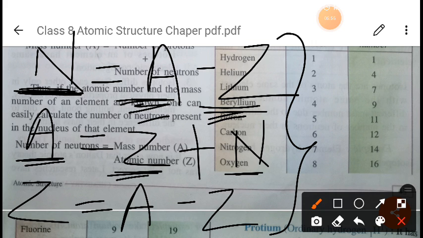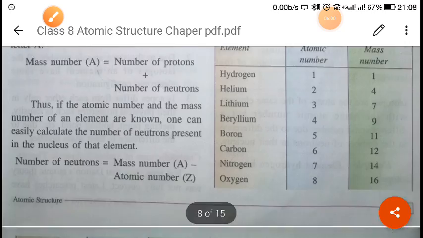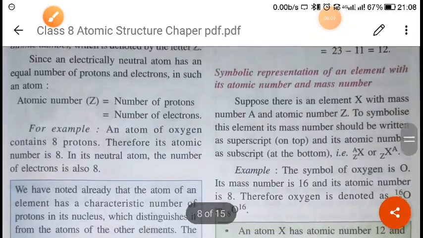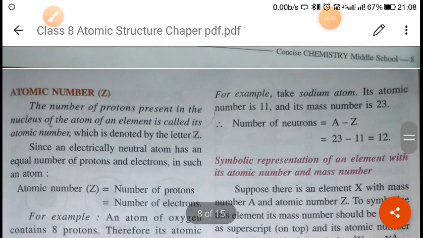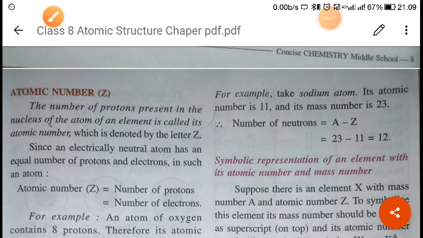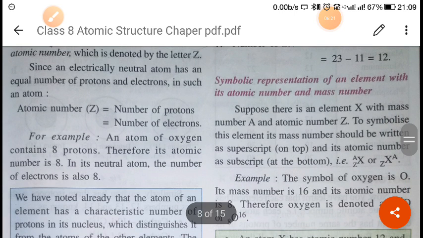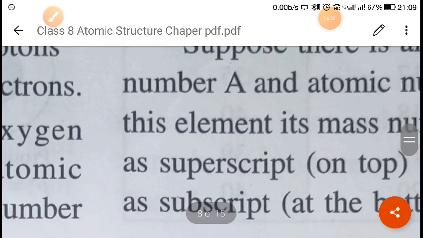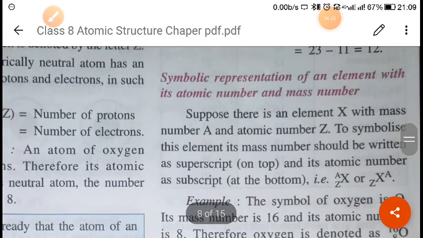Okay, I hope you have understood this. Next, an example is given here, as you can see, based on this formula. Now, the symbolic representation of an element with atomic number and mass number. Suppose we have to represent the symbol. What is the symbolic representation of this? We will see this.